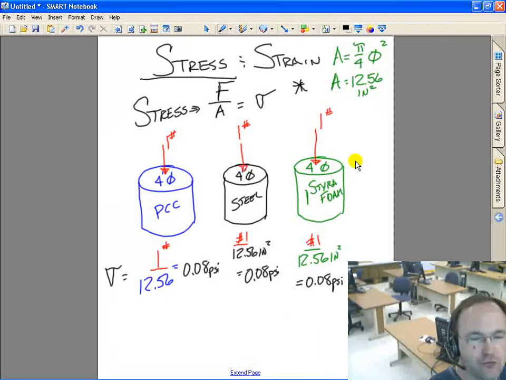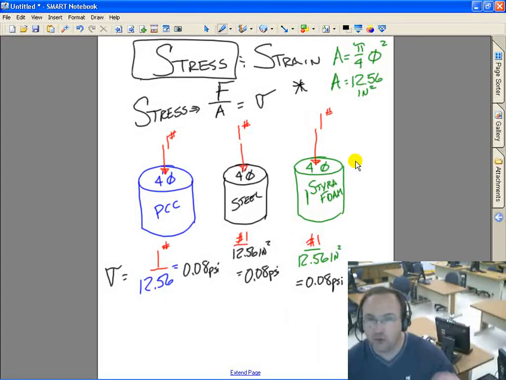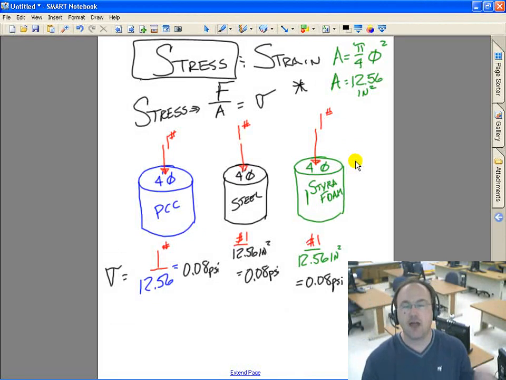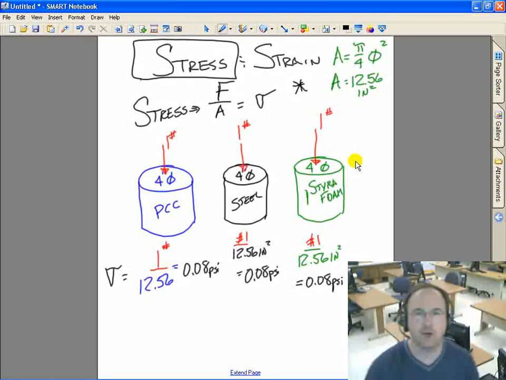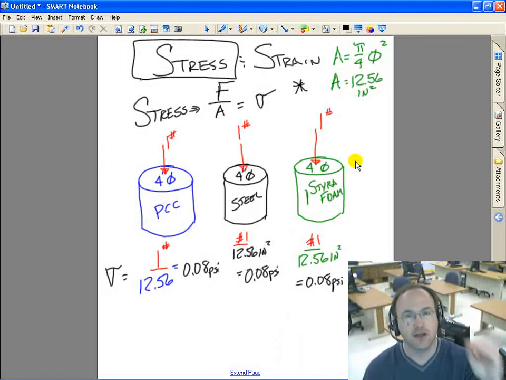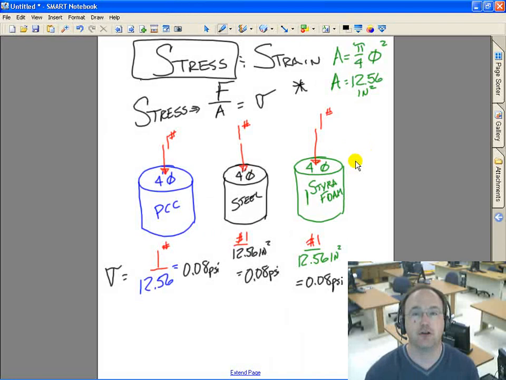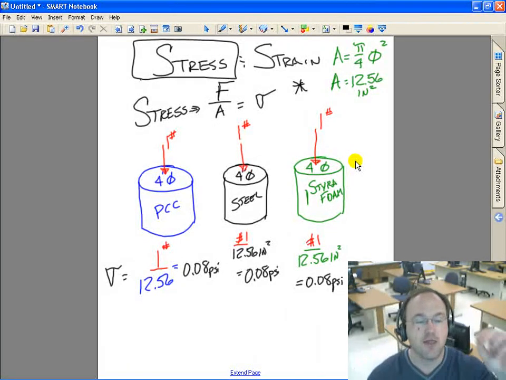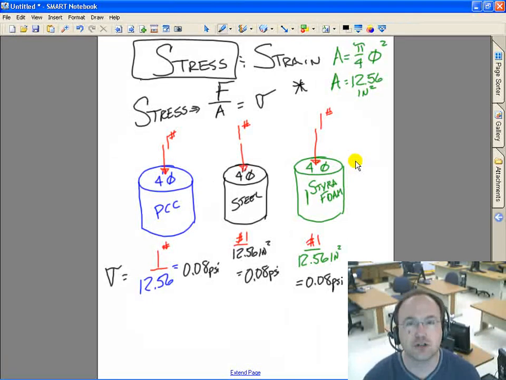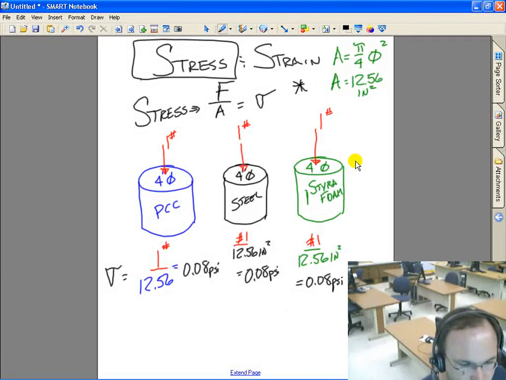This shows us that stress, even though I have three totally different types of materials, is not a function of the material. Stress is not a function of the material. We're assuming that the material is homogeneous, isotropic, linear elastic. But stress is not a function of that material, given that the material is structurally stable. If the material is able to maintain its shape and its structural stability, its elasticity, then it's not a function of the material.